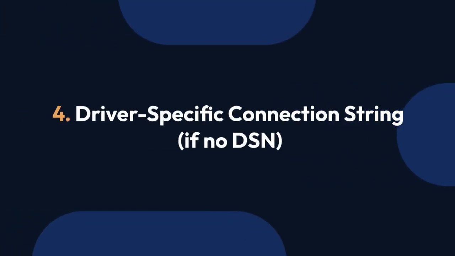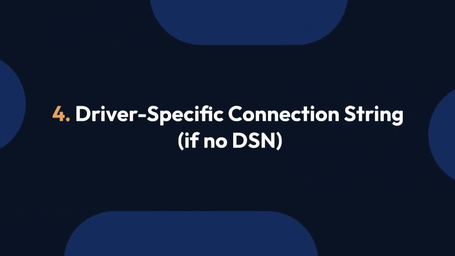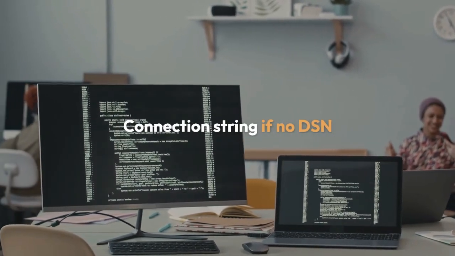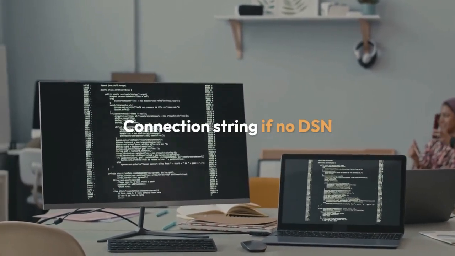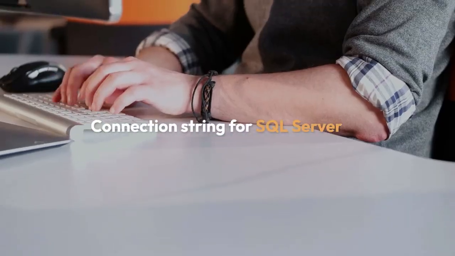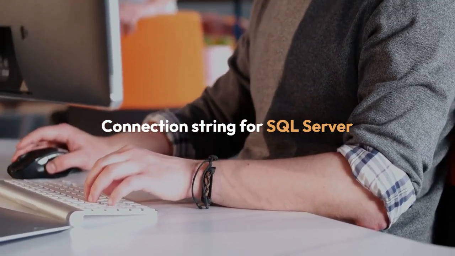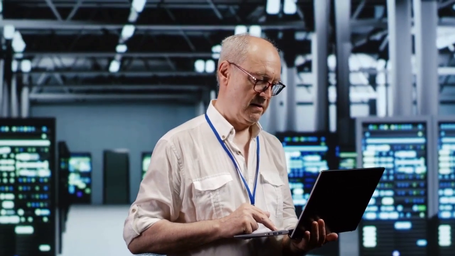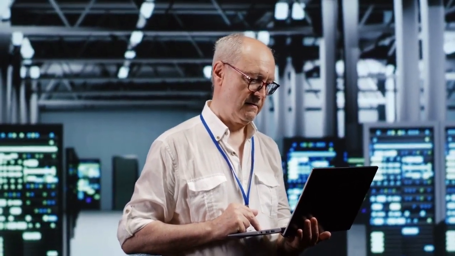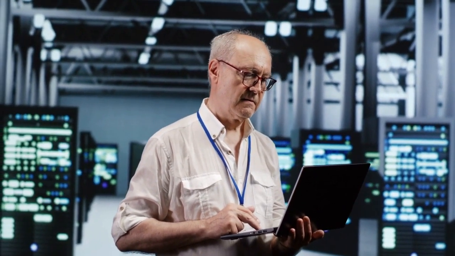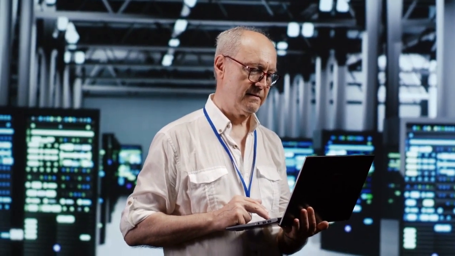4. Driver-specific connection string, if no DSN. If you choose not to use a DSN, you'll need a more detailed connection string that includes the driver and all database details. This is more complex and error-prone. For example, a connection string for SQL Server might look like this. cnxn = pyodbc.connect('DRIVER={SQL Server};SERVER=your server address;DATABASE=your database name;UID=your username;PWD=your password').